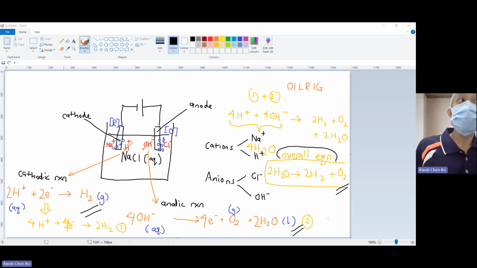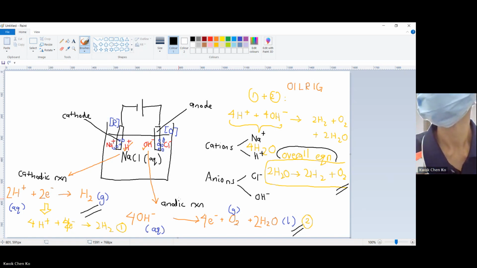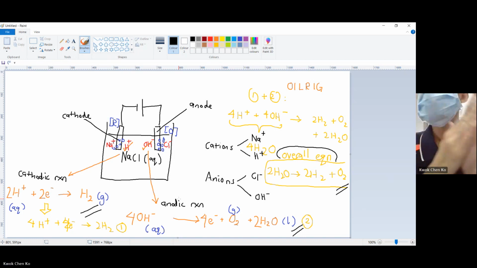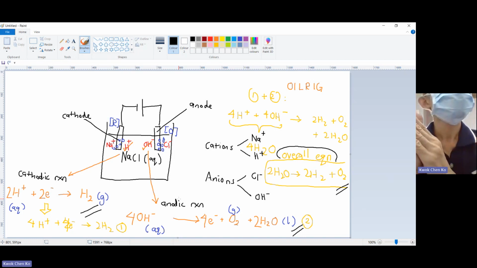What's the function of doing this thing? How about this one? Why do you even do this? Because you want to get pure oxygen and hydrogen, the overall reaction. But it's an expensive way to do it, because this uses a lot of electricity. So we just look at the overall equation and then we see what we get.